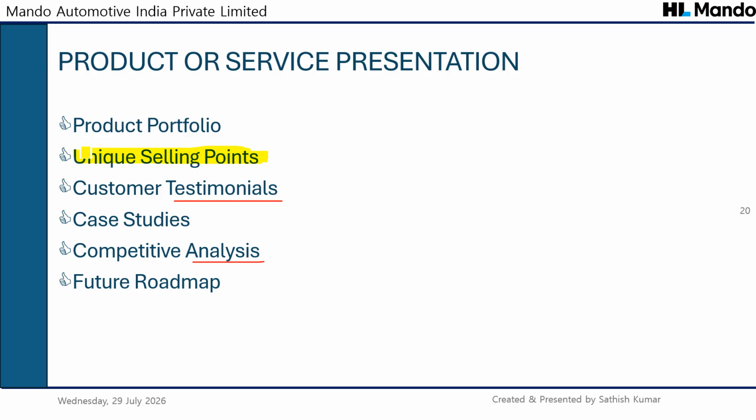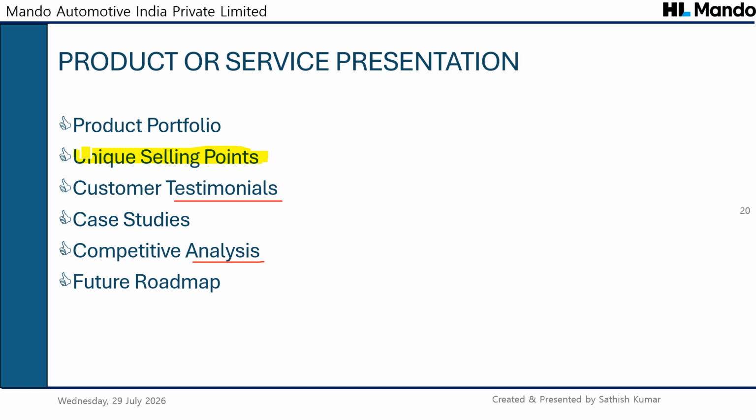Can I change the color of my pen? Can I change the color of my highlighter? Suppose I press Control P. My cursor is like a pen. I don't like this red pen. I want to change the color.